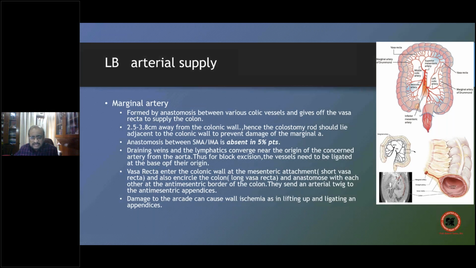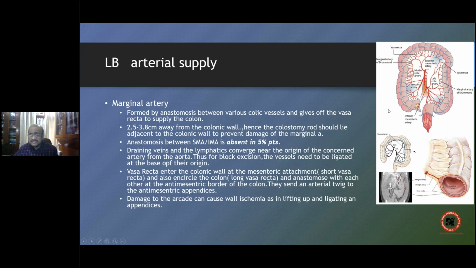So the applied importance is that, to prevent damage to the marginal artery, the colostomy rod should lie adjacent to the colonic wall and not away from the colonic wall. Remember this, that is very, very important for all those surgical residents or those who are striving to become surgeons. You should remember where the colostomy rod should be put in. It should never be put at a distance from the colon. Why? You will damage the marginal artery just by the side of the colonic wall.